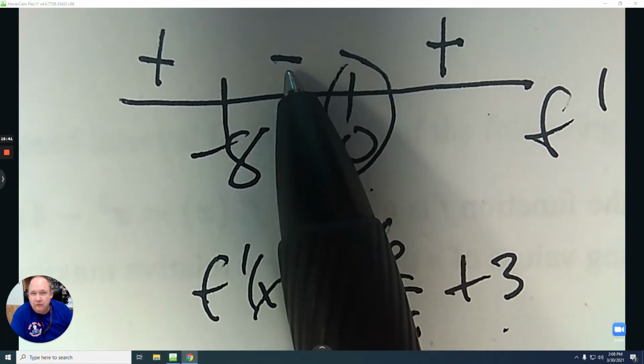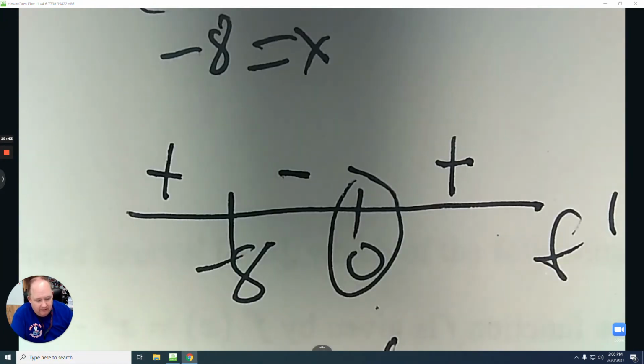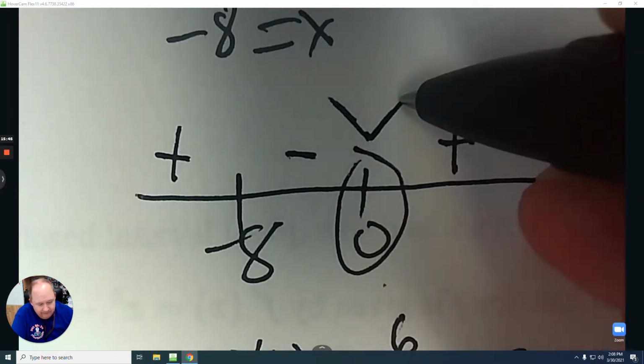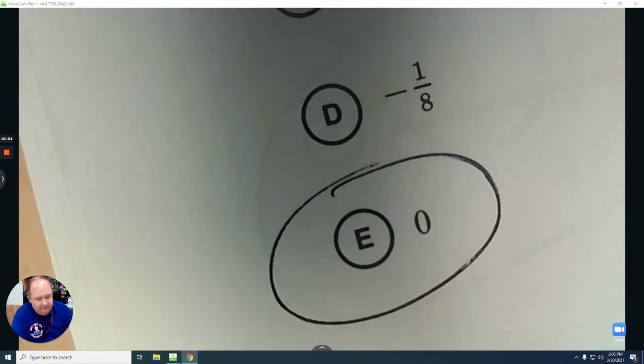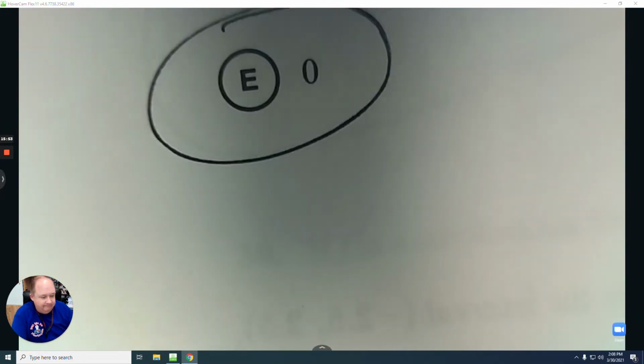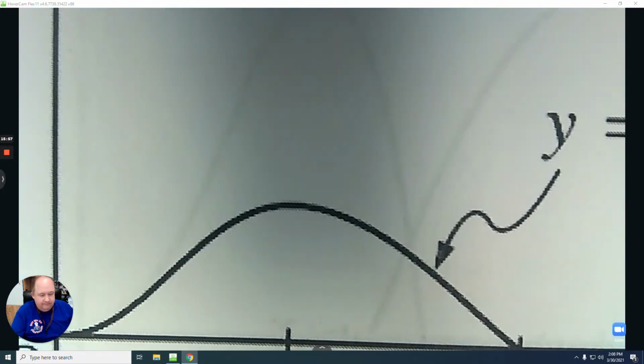So before 0, it's negative. After 0, it's positive. So it decreases, and then it increases. So at what x value is there a relative minimum? And the answer is right there, and the answer is 0. All right, turn the page. Number 34.